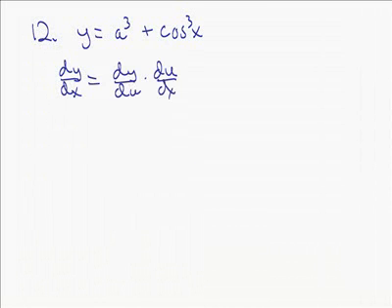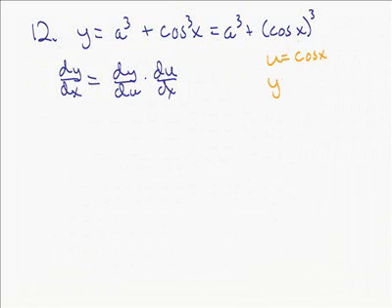This time, what are we going to let u be? Well, our inside function u is actually going to be cosine. Let me rewrite this function: cosine to the third of x, remember that means cosine of x raised to the third power. So our u is going to be, in this case, cosine of x. That means y then becomes a to the third plus u cubed. Remember, a is just a constant here.